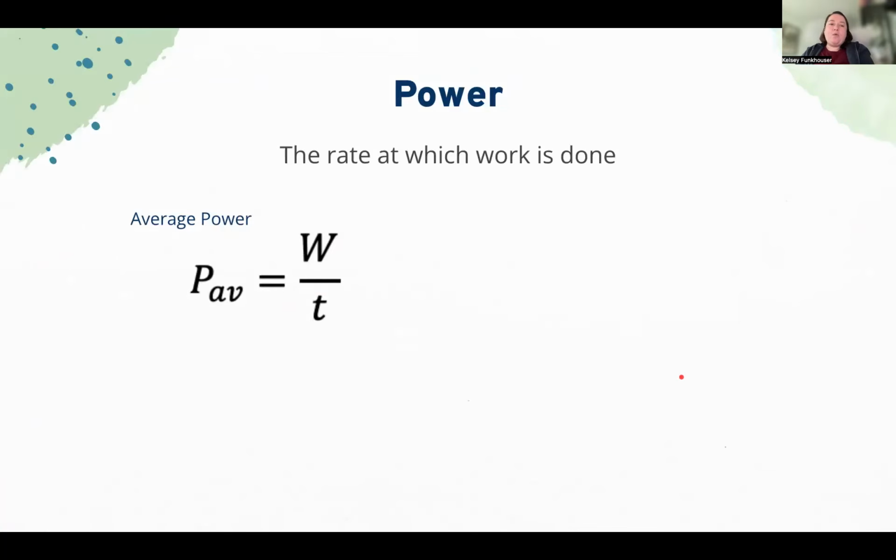Now, power is the rate at which work is done. The average power is given by the work divided by the time over which the work is done. The instantaneous power is the time derivative of the work done. Power is given by this capital P.